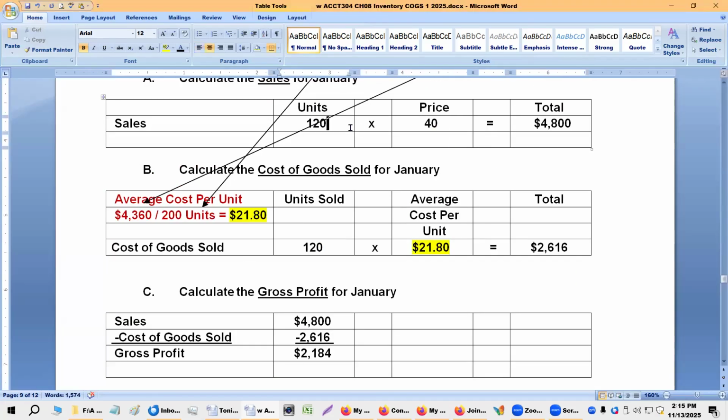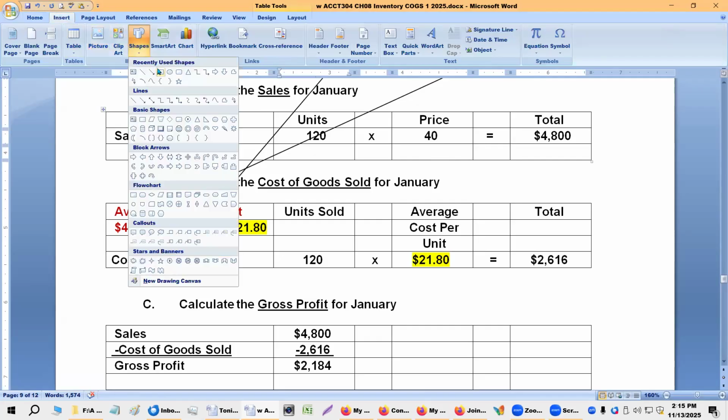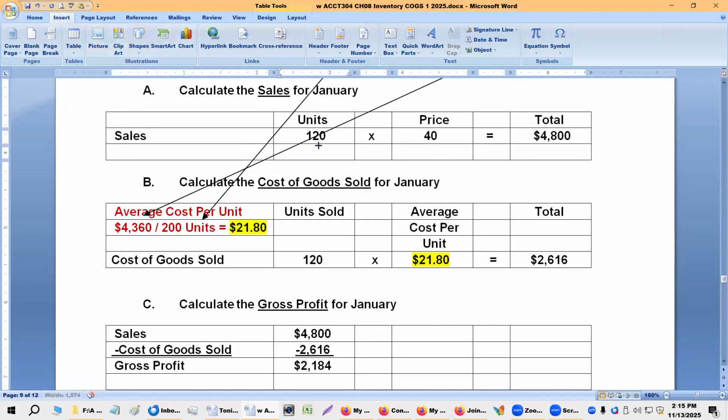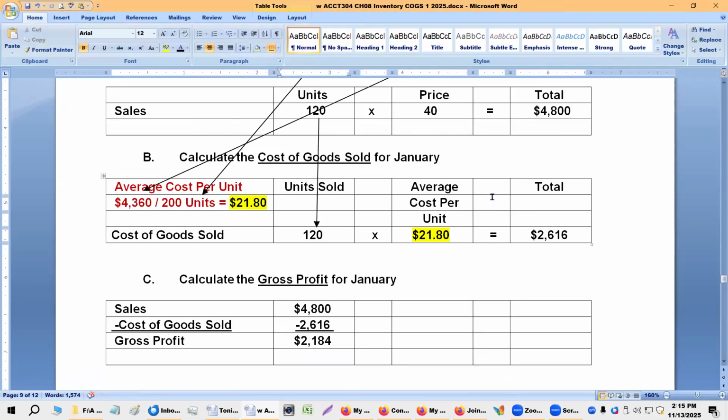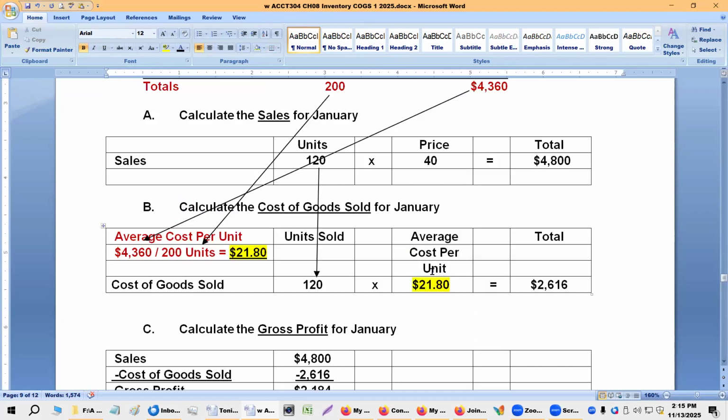So here's our sales. The units will always match up with our cost of goods sold. We sold 120 units. We have to figure out what the cost was for those. The average cost was 2180. So that's it.